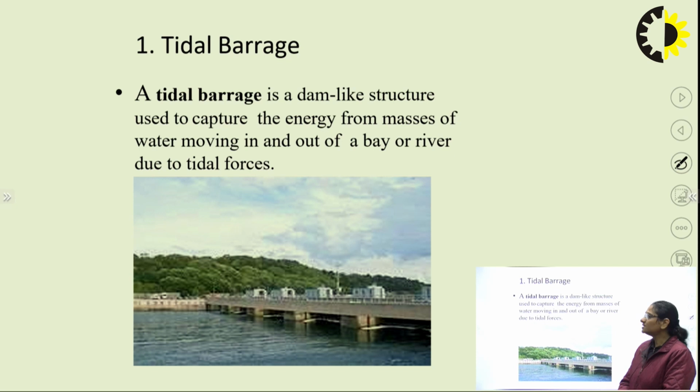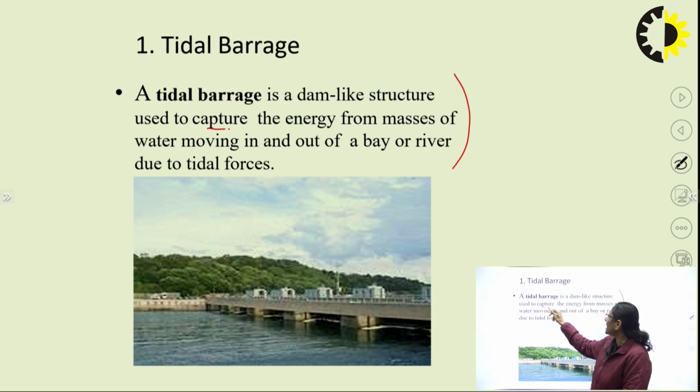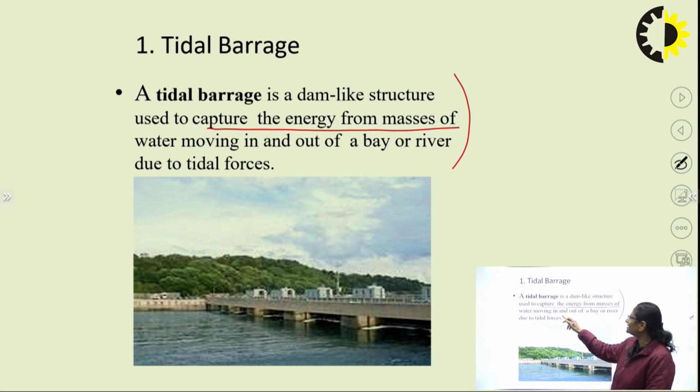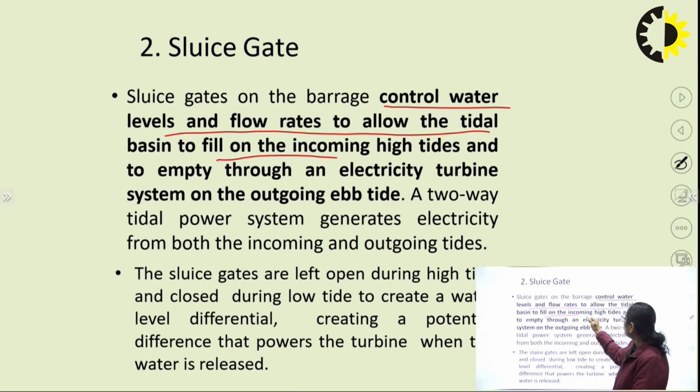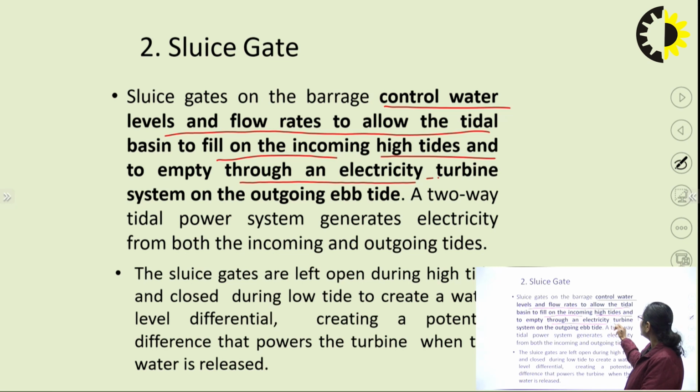Starting with the tidal barrage. A tidal barrage is a dam-like structure used to capture the energy from masses of water moving in and out of a bay or river due to the tidal forces. Then comes the sluice gate. The sluice gates on the barrage control the water levels and flow rates to allow the tidal basin to fill on the incoming high tides and to get emptied through the electricity turbine system on the outgoing or low tide.